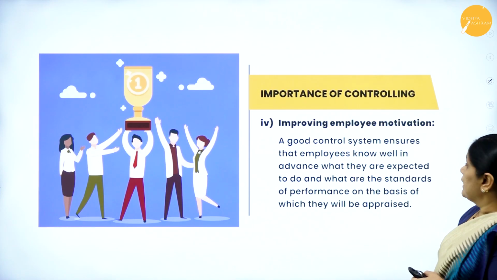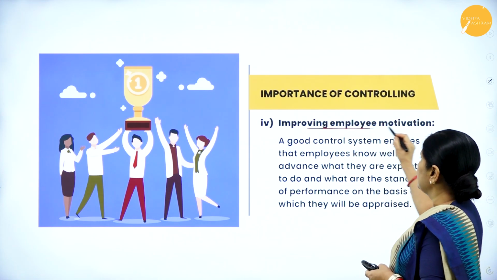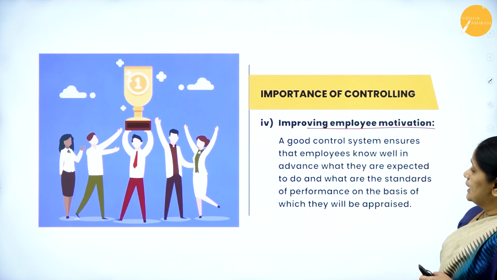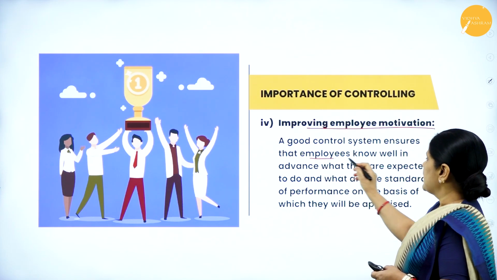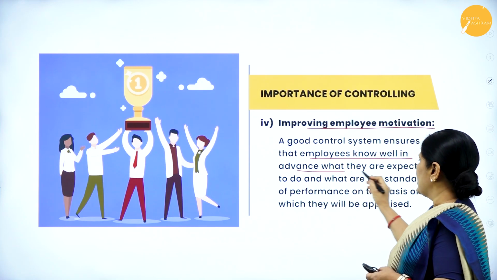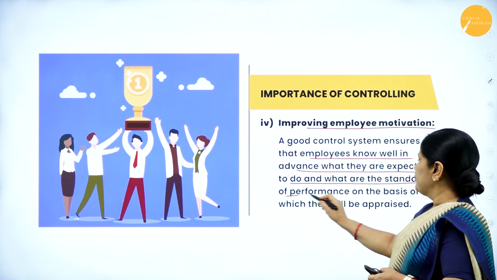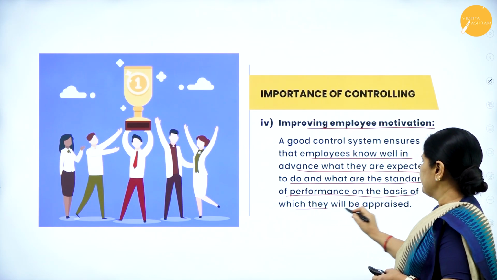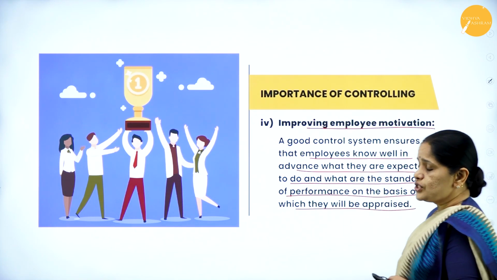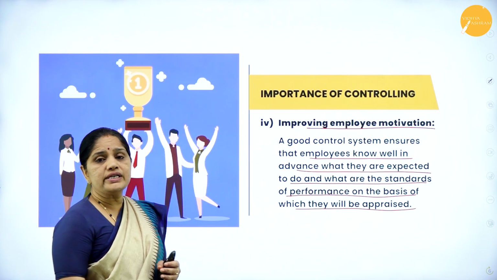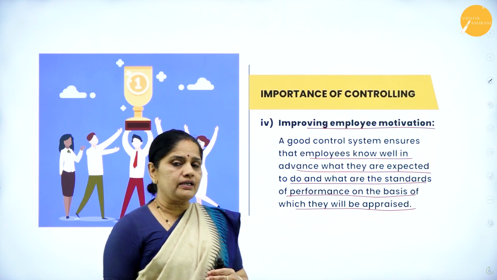Then fourth one is improving employee motivation. Now, how do we improve employee motivation in controlling? It ensures that employees know well in advance what they are expected to do and what are the standards of performance on the basis of which they will be appraised. So, improving employee motivation means here the employees will know what is the work expected from them.